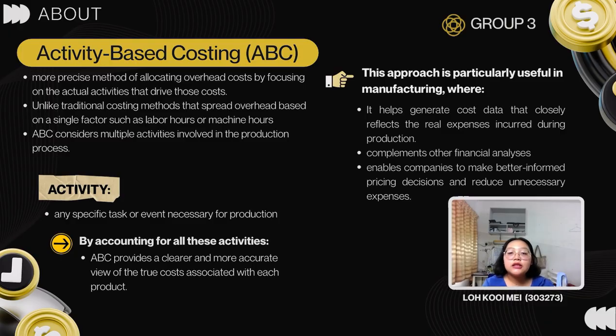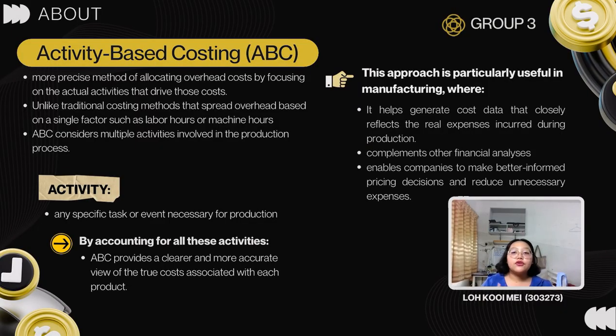An activity is an event, task, or unit of work with a specific purpose, whether it be designing products, setting up the machines, operating machines, or distributing the products. Therefore, ABC considers all the potential activities instead of relying on just one variable. Generally, activity-based costing is used in the manufacturing industry.